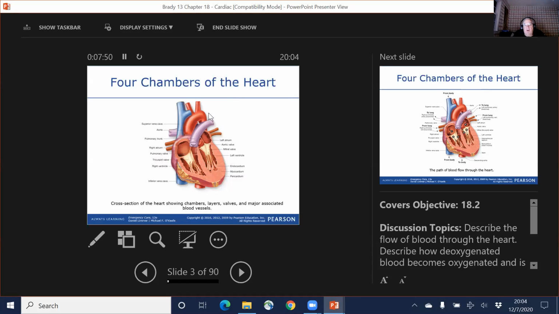And then off the arch of the aorta are three big blood vessels. You can only see two of them here that bring blood up to your arms, shoulders, head, neck, brain, etc.